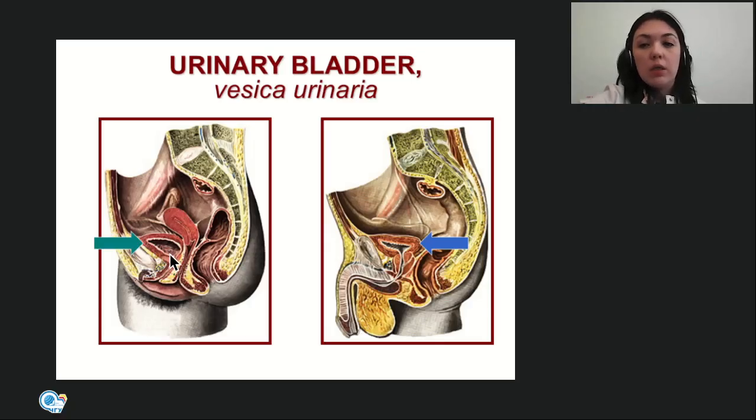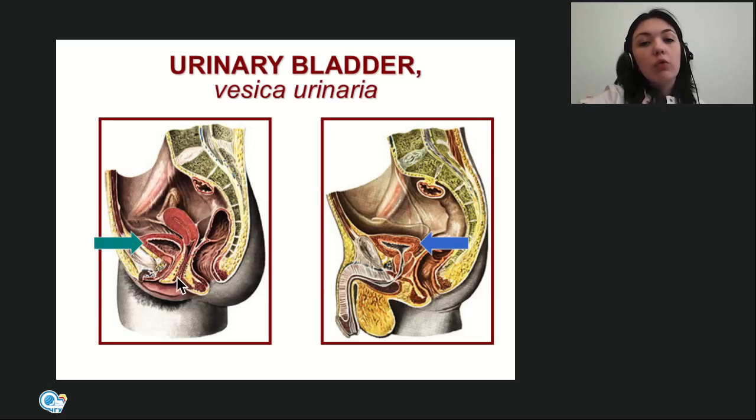We have already discussed it when we studied the structure of the peritoneum. We said that behind the urinary bladder in males there is the rectum, and the peritoneum forms the rectovesical pouch in the pelvic cavity of males. For females, behind the urinary bladder there is the uterus, and that's why in the pelvic cavity the peritoneum forms two pouches in females, the vesicouterine and rectouterine pouches.